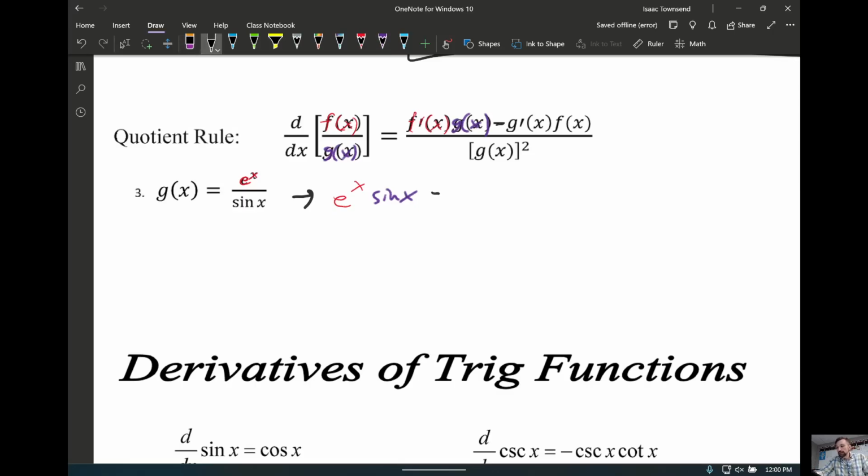And we've got a minus sign. Now I want the derivative of the denominator. And what was the derivative of sine? Very good. Be careful that it's not negative cosine, because one became negative, one didn't. Times the numerator left alone, which would be e to the x. And then this all goes over the denominator squared.